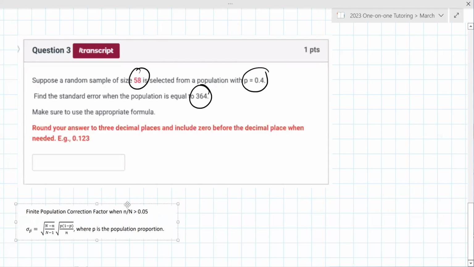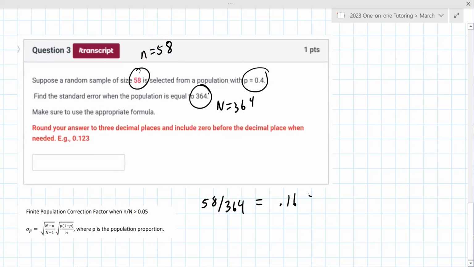You're supposed to do this when little n, which in your problem is 58, and big N is 364. When little n, 58, divided by 364, we want to get that value, and it should be greater than 0.05. So let's look at that here. And that ends up being 0.16, which is greater than 0.05. So that's when you use this correction.